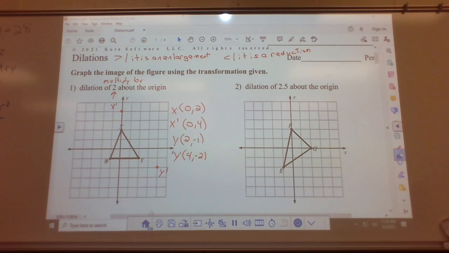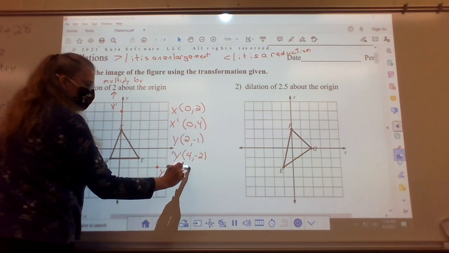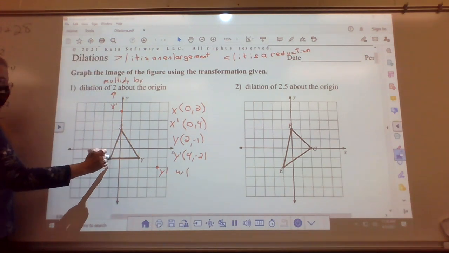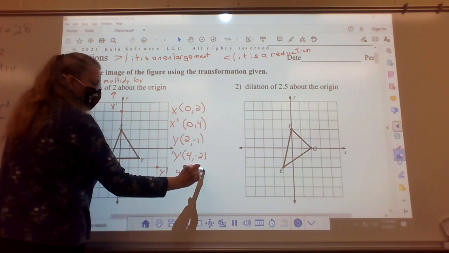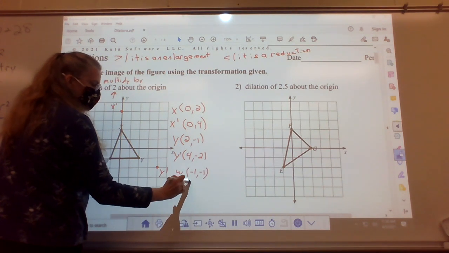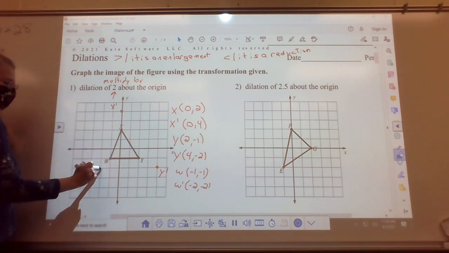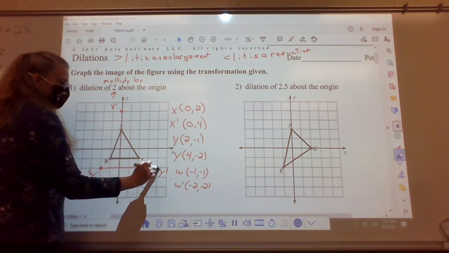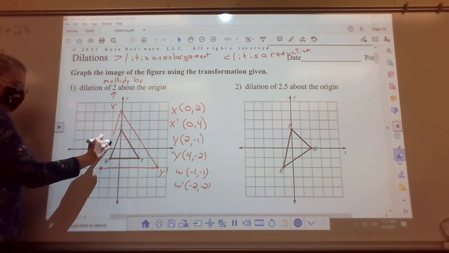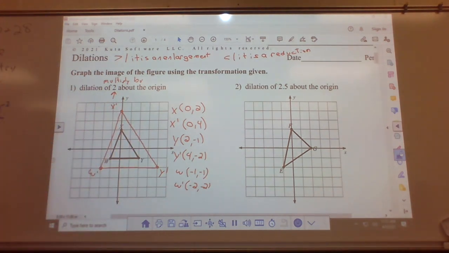And then the last one up here, w. So w was at negative 1, negative 1. So the new w is at negative 2, negative 2. Reconnect everything. That is my new triangle. So it's twice as big.